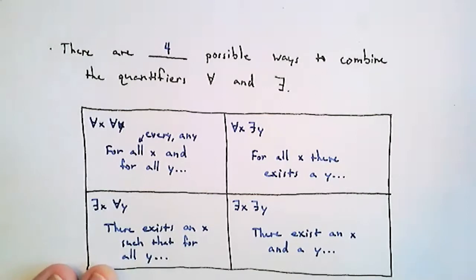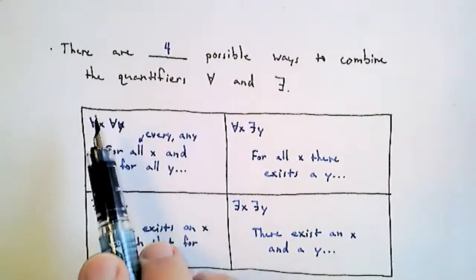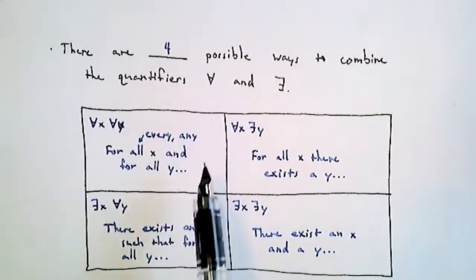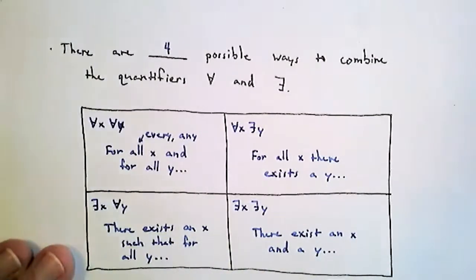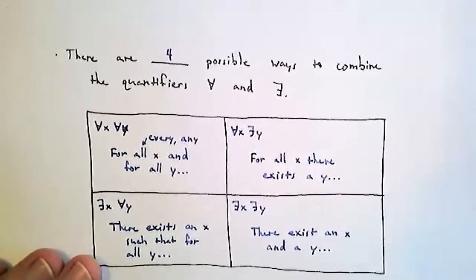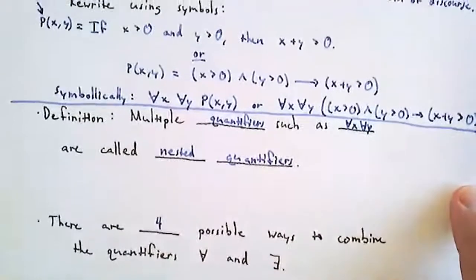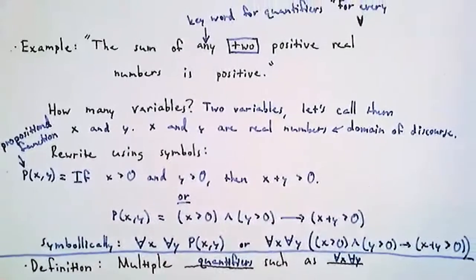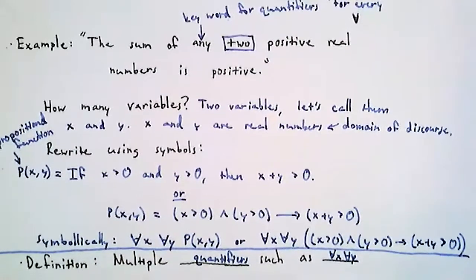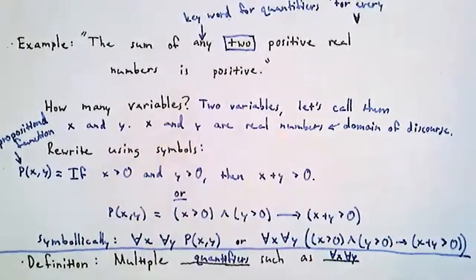Okay, so we've already seen one example. We've seen an example for this first possibility. We need to look at examples for the other three next. Oh, and I guess before we move on, let's look back at that first example and let's see if we can determine its truth value. What do you think? The sum of any two positive real numbers is positive. Is that true or false?